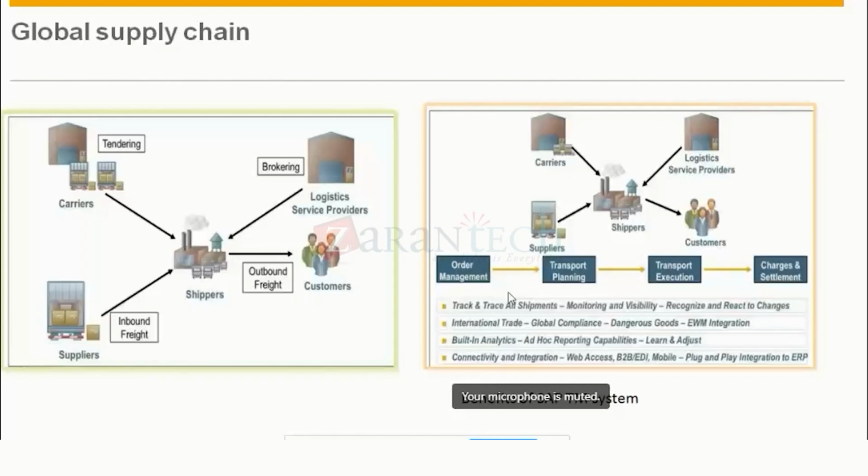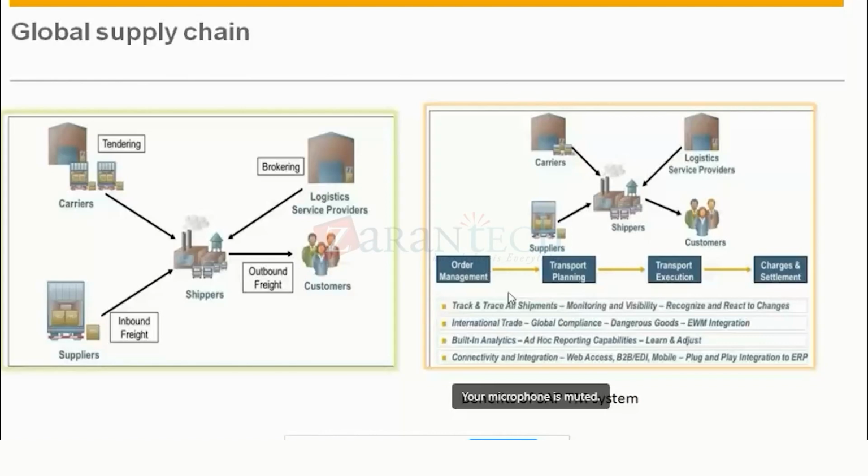Similarly, you can also have an integration with your warehousing content. So in warehouse, we do a lot of picking, packing, staging, goods issue. All these are core functionalities of warehouse. But in case all the packing and picking processes within warehouse are planned by the transportation planning in TM, in that case, we need to have an integration between TM and EWM.